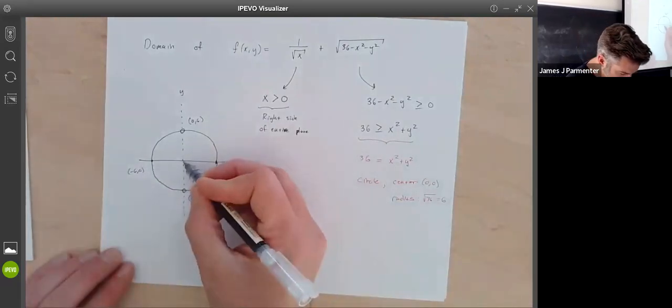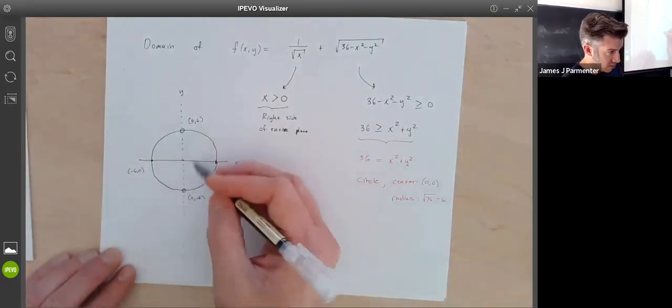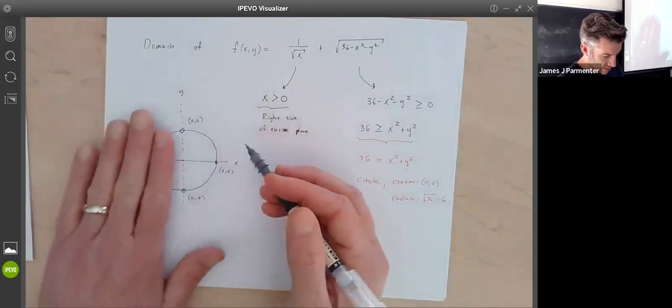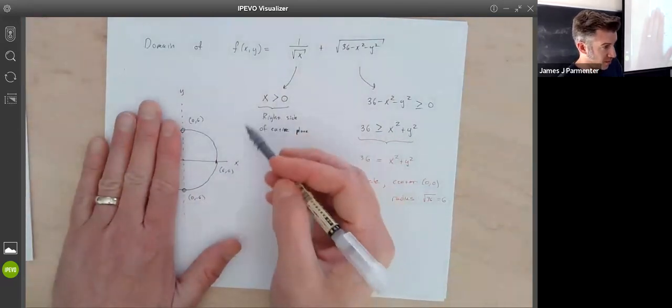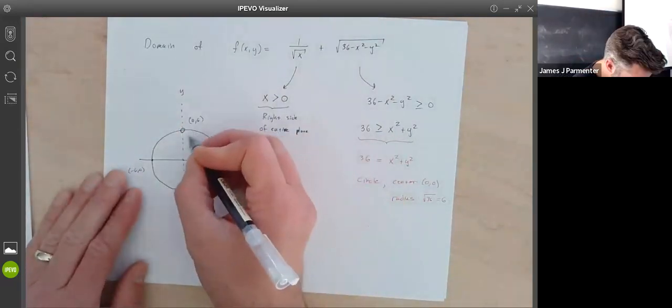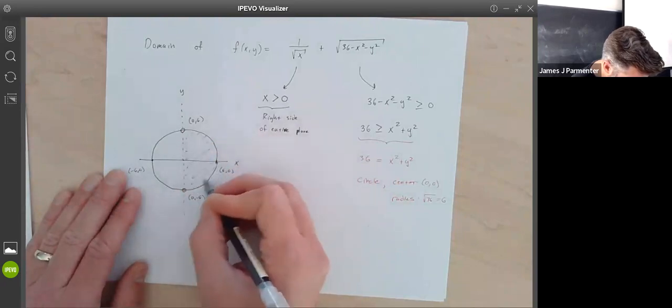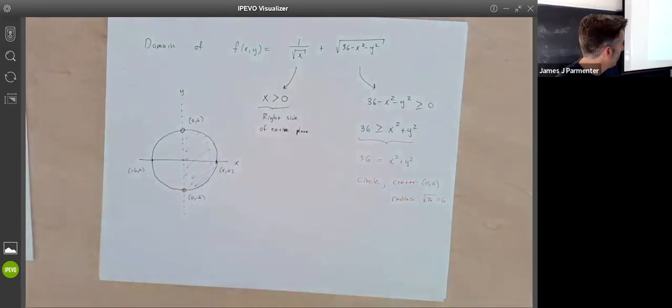And so since that point is in the domain, we want everything that's inside the circle, except we don't want anything on the left side, right? Because we already said we only want the right side. So we really want all of that. Everything that's in the circle on the right side of the plane.